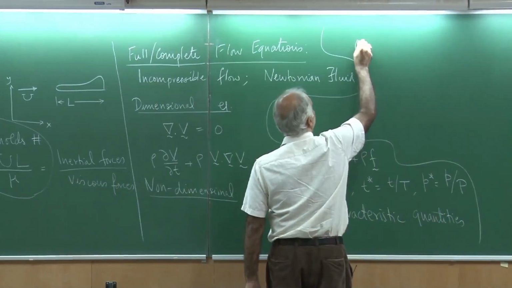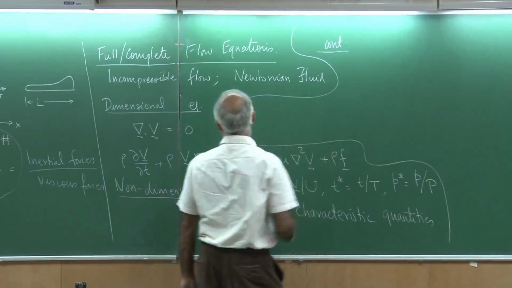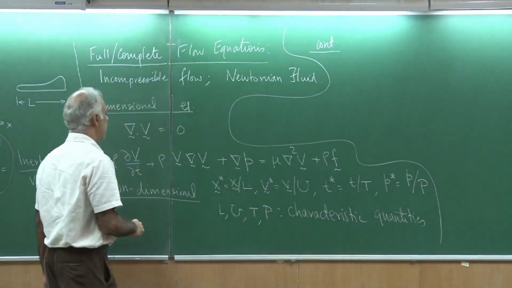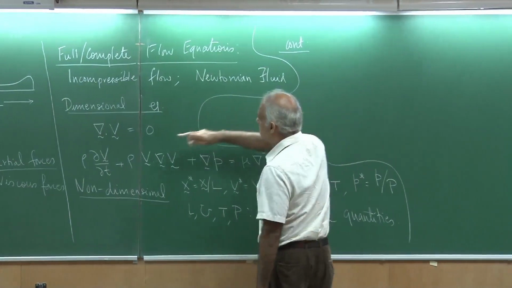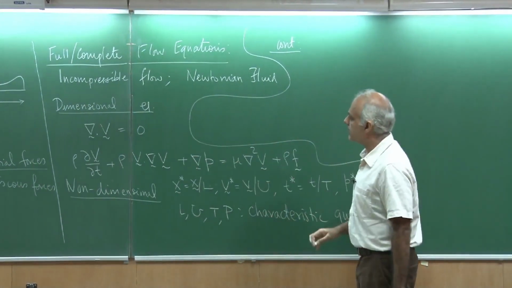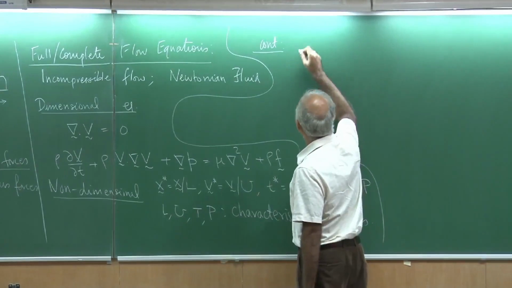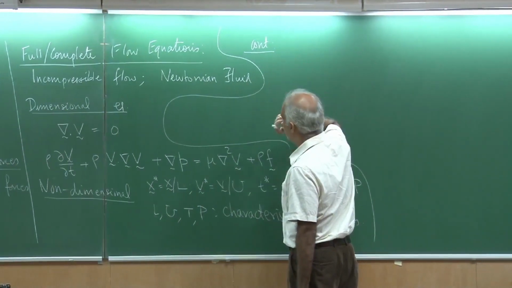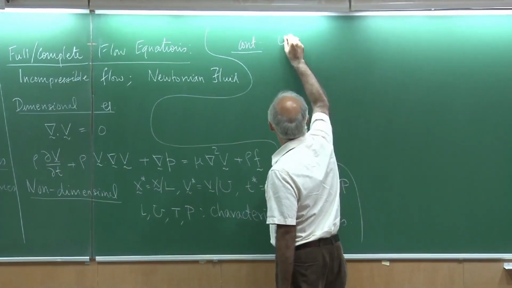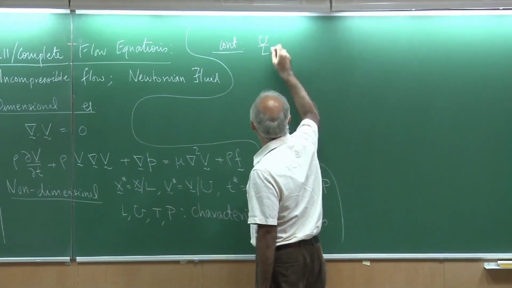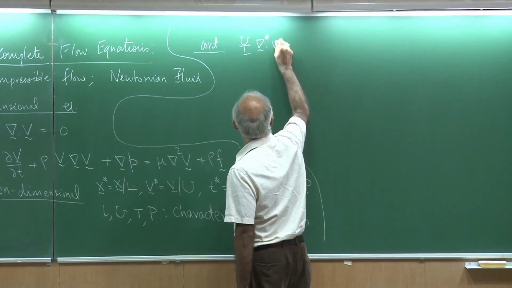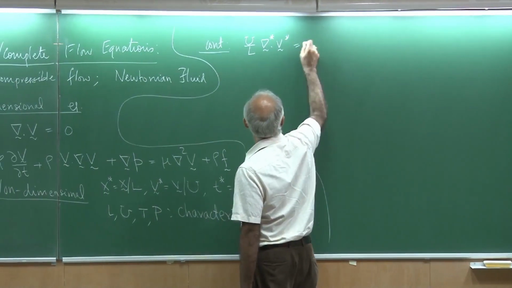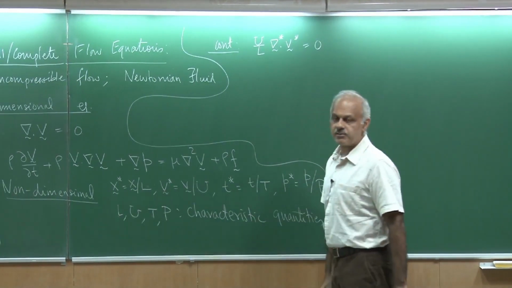So first the continuity equation. That would simply give me, if I substitute for the divergence operator, then I would get 1 over L, and for the velocity I get U. So I would get something like this, U by L, and this would be divergence of V star equal to 0. That's my continuity equation.